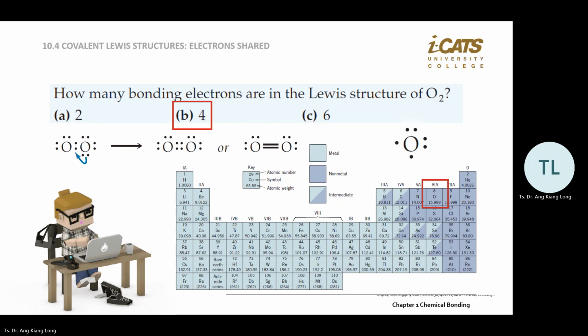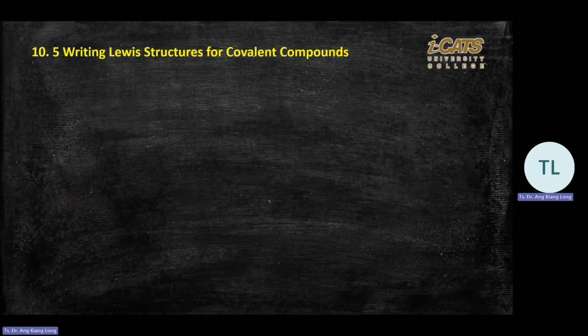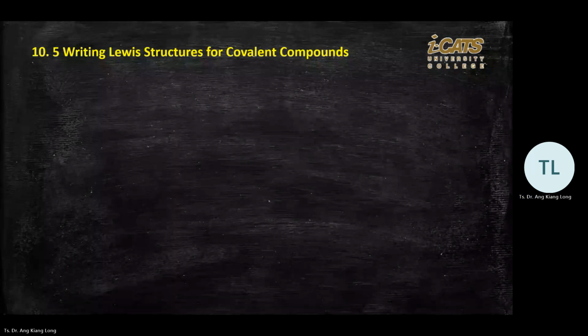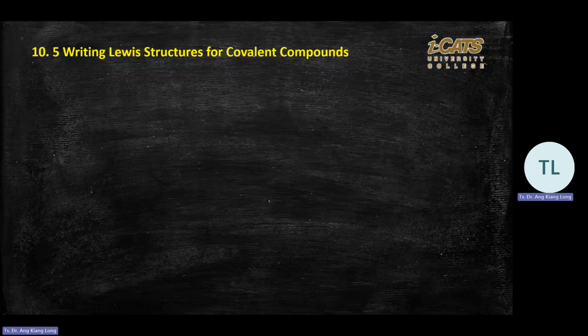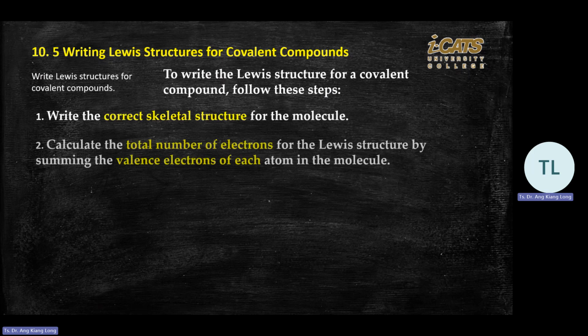Okay, this is just a recap. Now we want to write the Lewis structure for a covalent compound. The word compound means the product, on the right-hand side. There are certain steps. For your test 1 and test 2, you need to explain your steps, what you do to get the final answer.